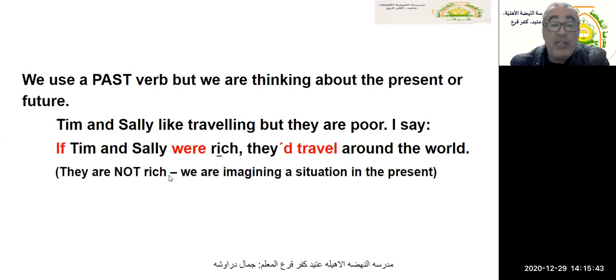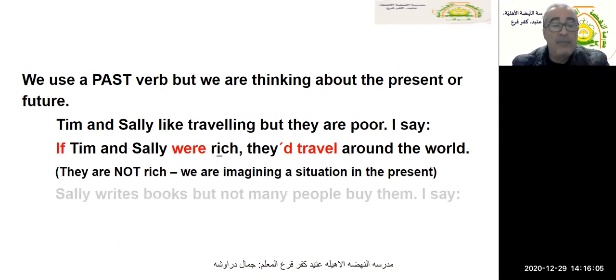They are not rich at the present moment. We are imagining a situation in the present. We are imagining as if the present situation changed, but the present situation didn't change. They are still poor, and because they are still poor, they cannot travel around the world as they like.